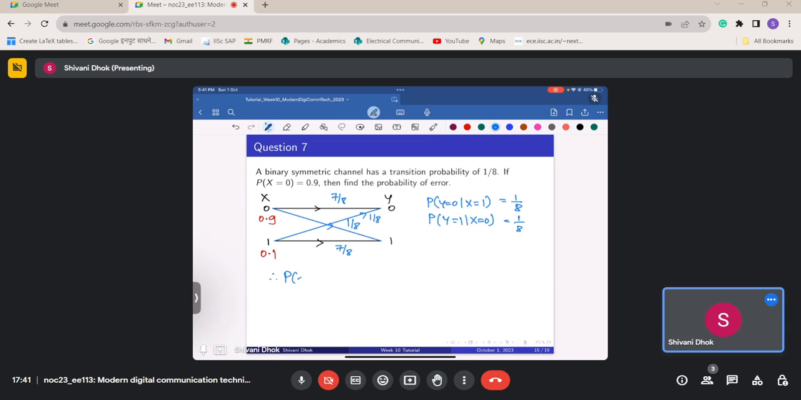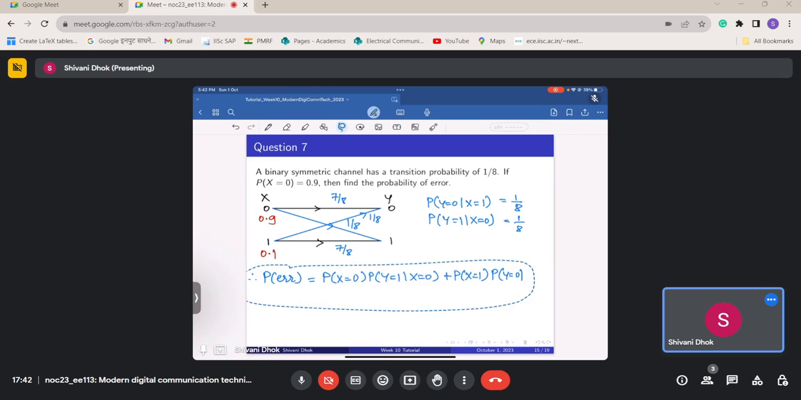Therefore probability of error is equal to probability that x is equal to 0 into the probability that we are receiving 1 when x equal to 0 is transmitted, plus probability of x equal to 1 multiplied by probability that y equal to 0 given x equal to 1 was transmitted.